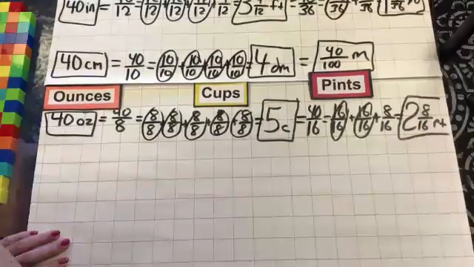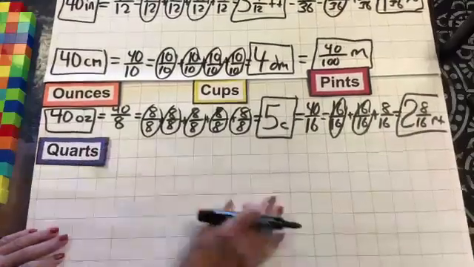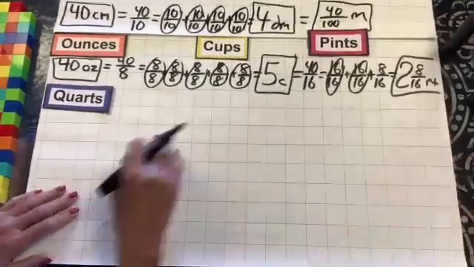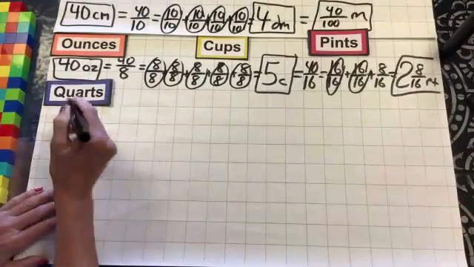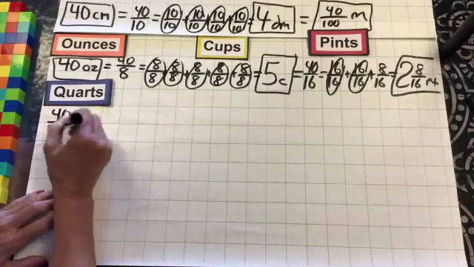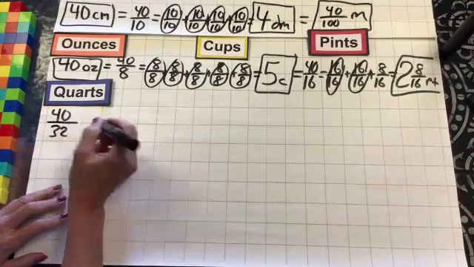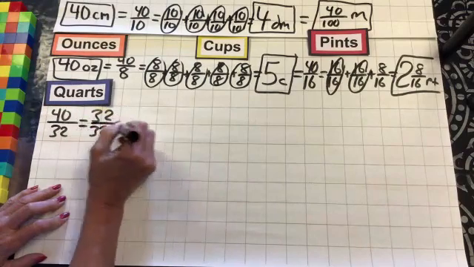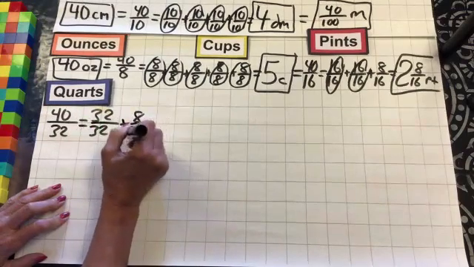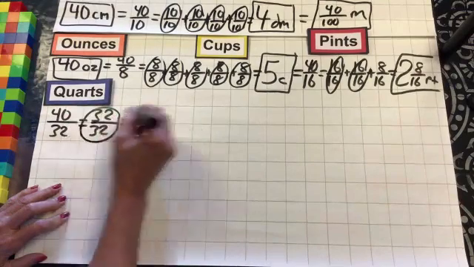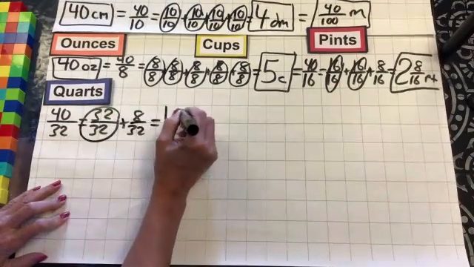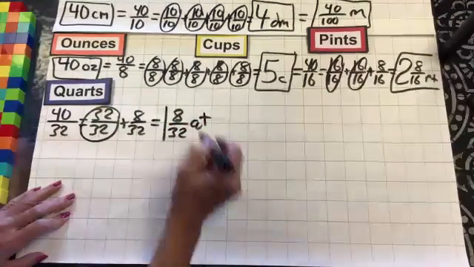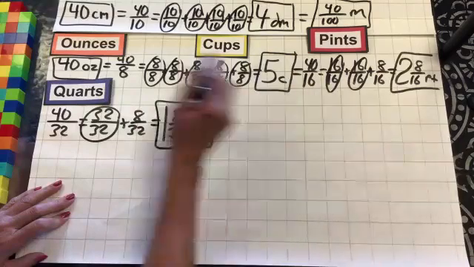All right, now let's drop down. We're out of room there. You might have more room on your paper to go all the way across, but on my chart paper, that's about it for me. All right, so quarts, we know it is 32. So we're going to put that 40 over 32. And then we're going to break that apart. So we have 32 plus 8 over 32. So we're talking 1 whole and 8/32 of a quart. So that's what equals these other ones.